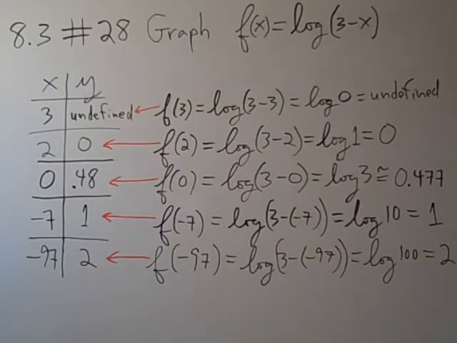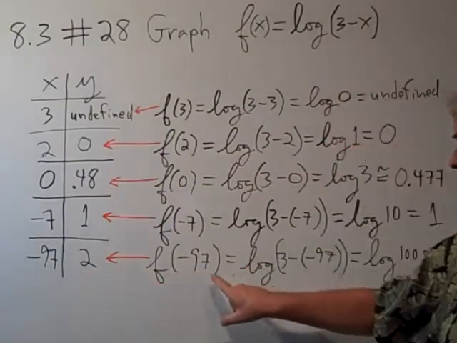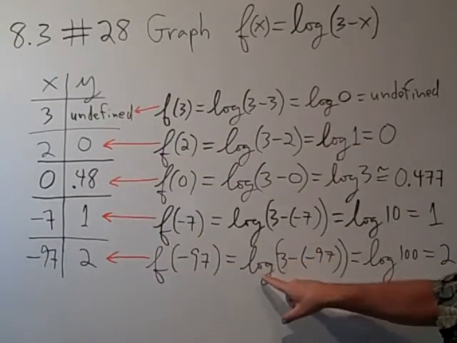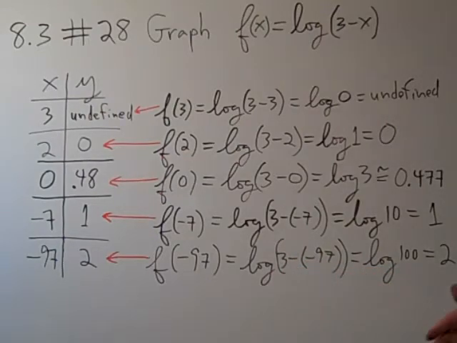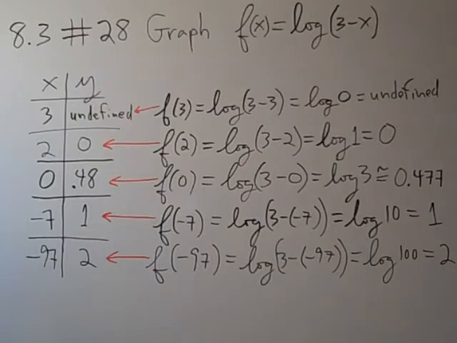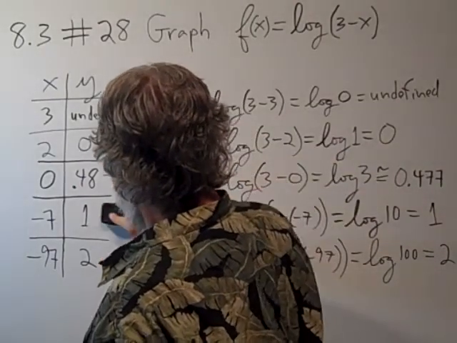Finally, I plugged in x equals negative 97. That's what it took to get y to increase to 2, because f of negative 97 is the log of 3 minus a negative 97, which is 3 plus 97, which is the log of 100. That's 10 squared, so the log of 100 is equal to 2 because 10 squared is equal to 100. So there we have it, some points that we can now plot to graph this function.